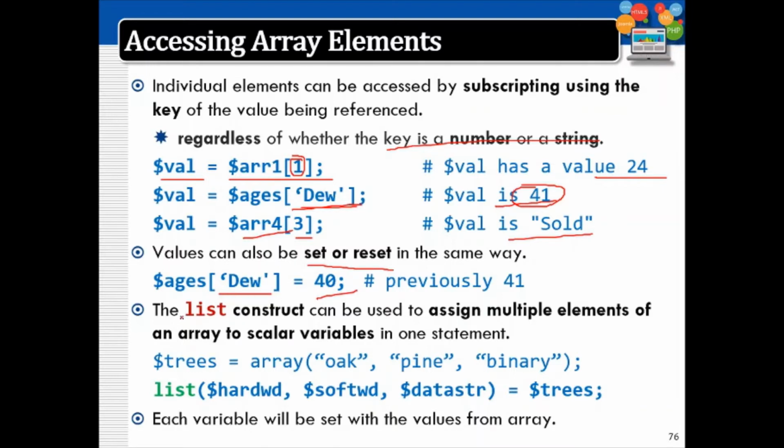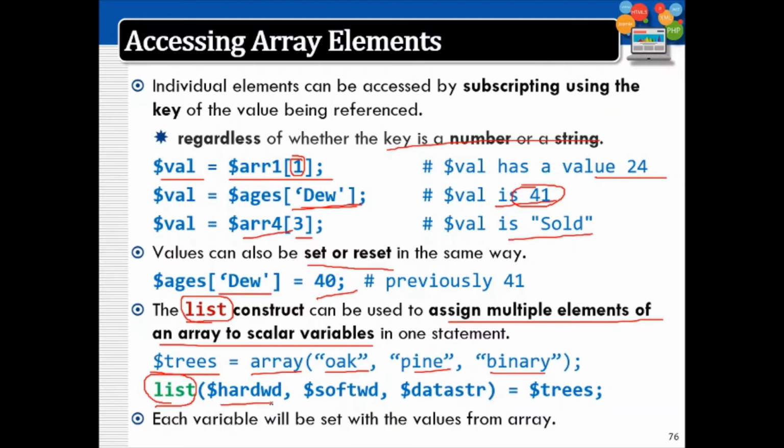Another constructor which we use in arrays is the list constructor. This can be used to assign multiple elements of an array to scalar variables. You can just use the list construct to give these values of the array. Suppose I have an array $trees. Using the array construct, I have 3 values: oak, pine and binary. So using a list constructor, I have 3 values over here.